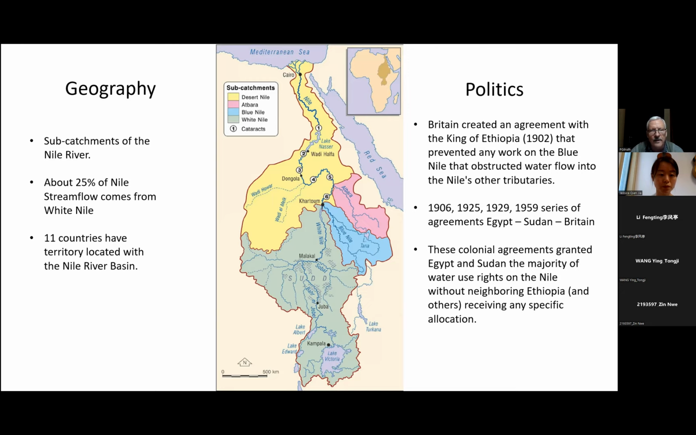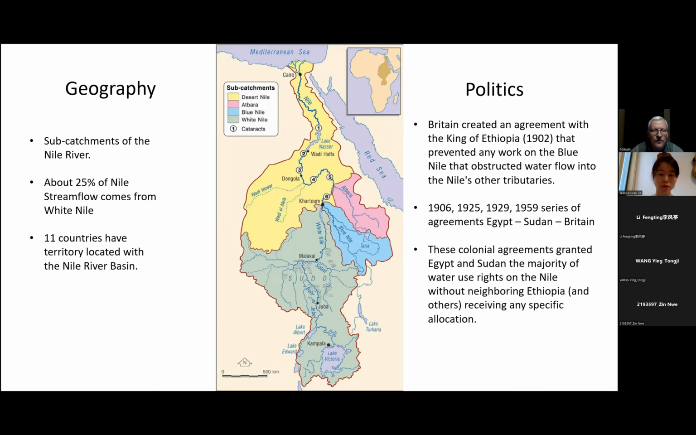As you look at this map, it's basically of the catchments of the Nile River Basin. Up in yellow, you see the desert Nile. Further south, you see the largest area, which is that of the White Nile. You also see in Ethiopia the Blue Nile, and a smaller catchment area called the Atbara. The important thing to note here is that the Blue Nile, although it's smaller in terms of surface area, is actually contributing up to 65% of the surface flow into the Nile River.